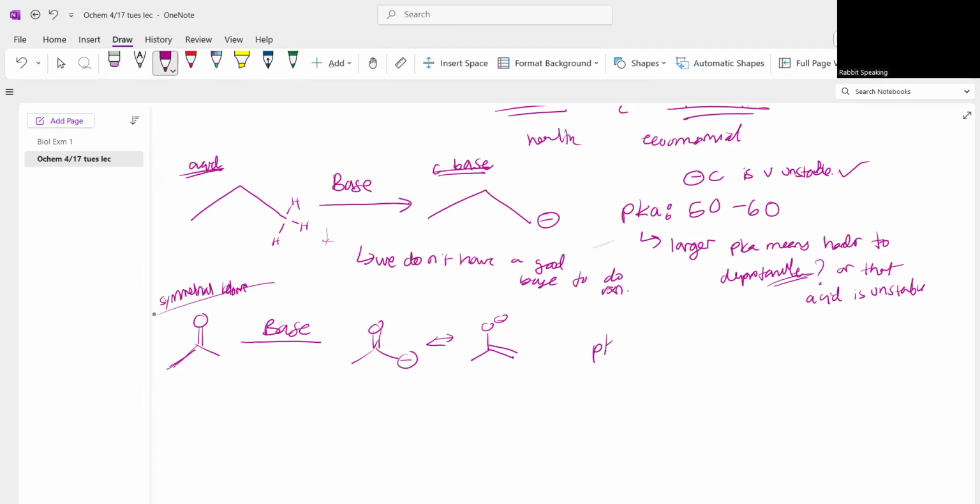And the pKa for this is actually around the 20 range. What this means is that the conjugate base is more stable than the one for the alkane we saw above.